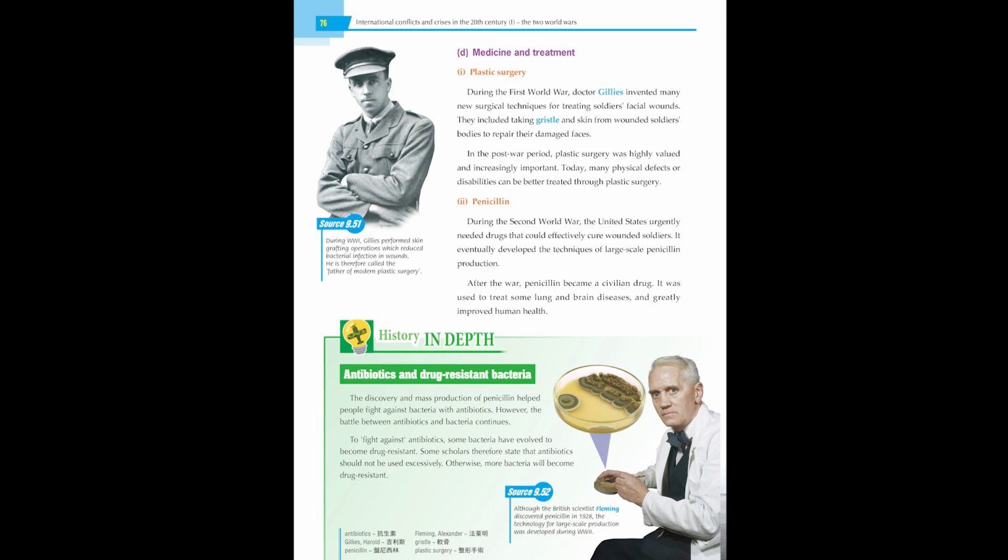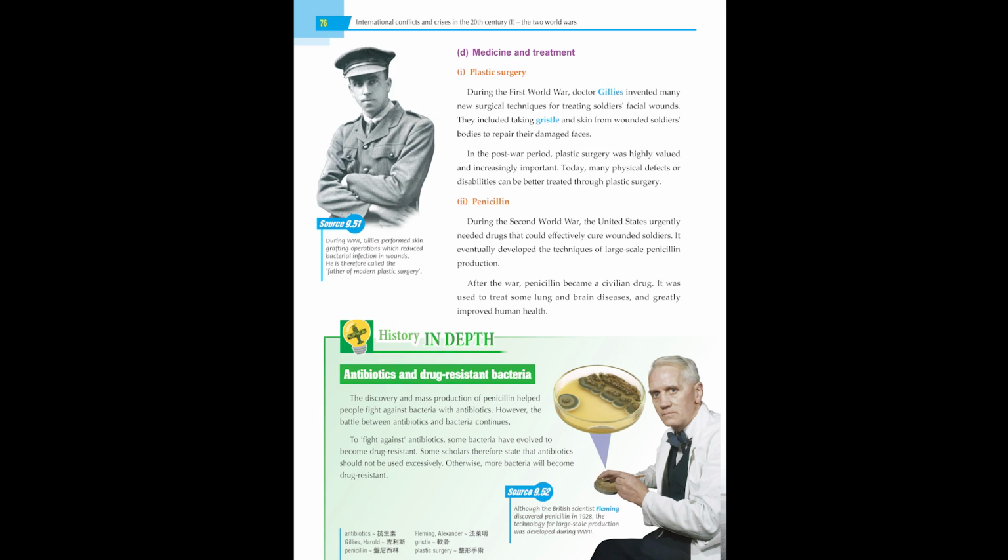2. Penicillin. During the Second World War, the United States urgently needed drugs that could effectively cure wounded soldiers. It eventually developed the techniques of large-scale penicillin production. After the war, penicillin became a civilian drug. It was used to treat some lung and brain diseases and greatly improved human health. Look at the source 9.51. During the First World War, Gillis performed skin grafting operations which reduced bacterial infection in wounds. He is therefore called the father of modern plastic surgery.